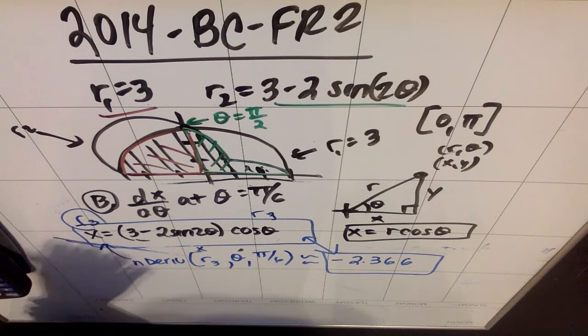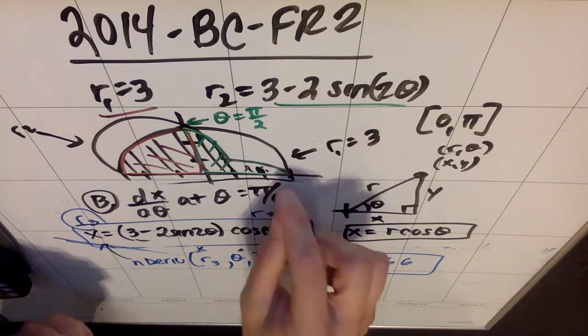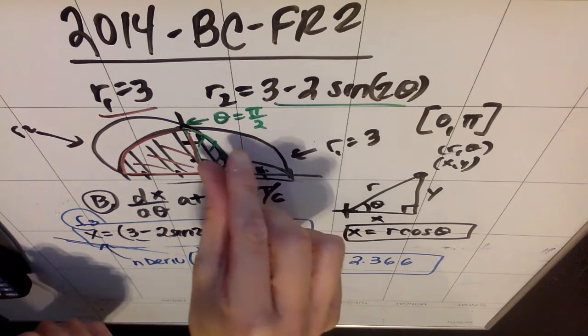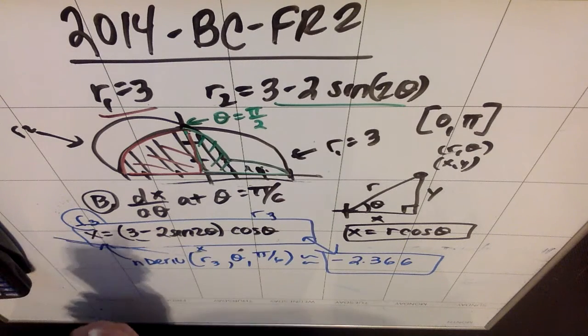All right, cool. Part C, the distance between the two curves changes, so between these two curves, changes on the window from 0 to pi over 2.